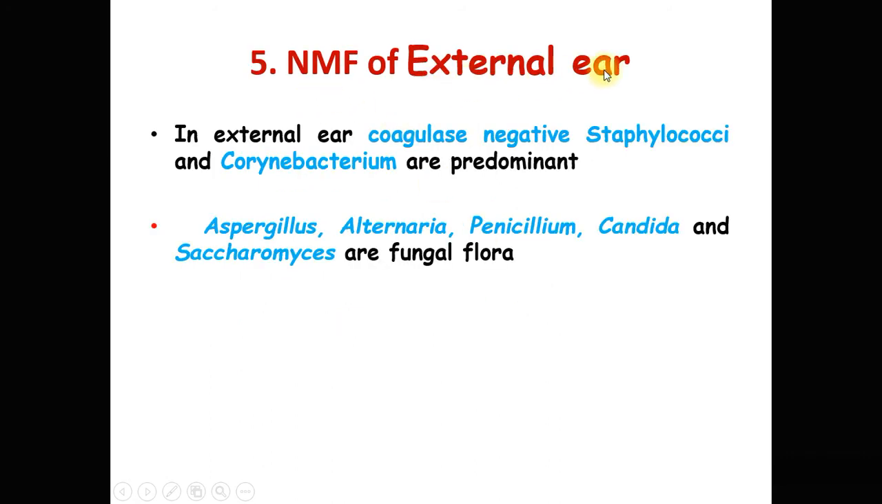NMF of the external ear. We can divide the ear into three parts: the external ear, middle ear and the internal ear. Remember, the middle ear and internal ear don't have NMF, they are axenic sites. NMF is found only in the external ear. The external ear has coagulase negative staphylococci, also called CONS, and Corynebacterium. Among the fungal flora, there can be Aspergillus, Alternaria, Penicillium, Candida and Saccharomyces.